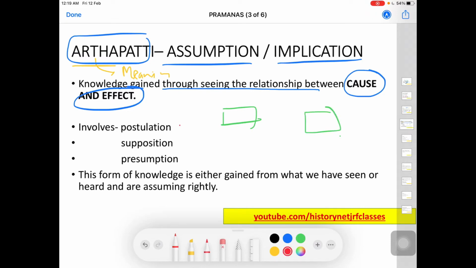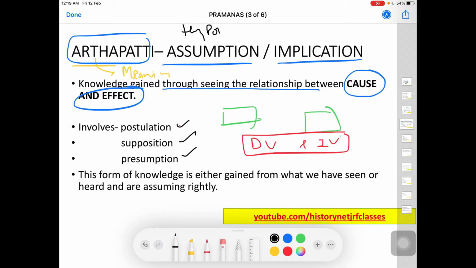That is, I have discussed dependent variable and independent variable. The same thing is here. Cause and effect relationship will be there. So it involves postulation, supposition and presumption. It can be in any form. Simply understand it in the form of any hypothesis that we make. It is simply a supposition, right? It can be wrong, it can be right, we don't know.